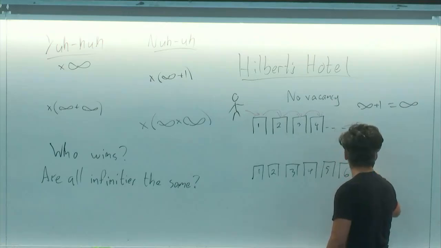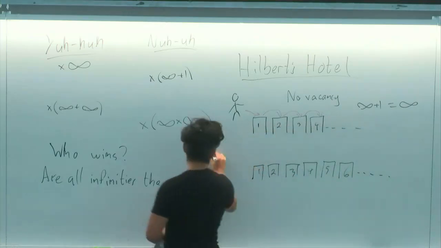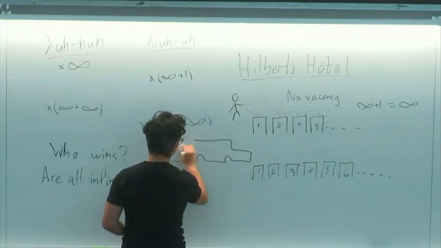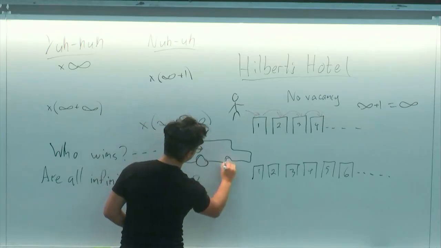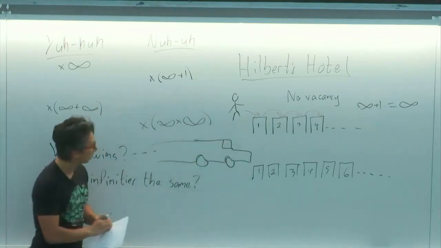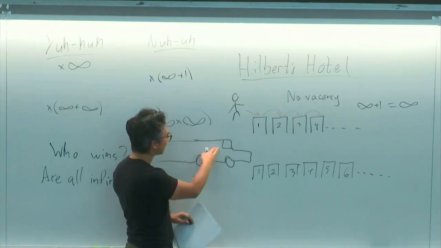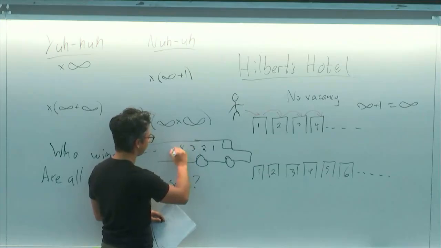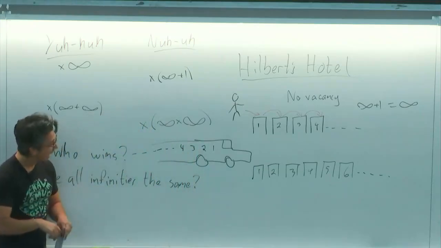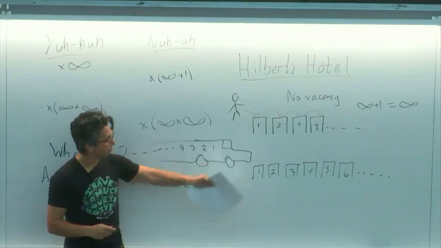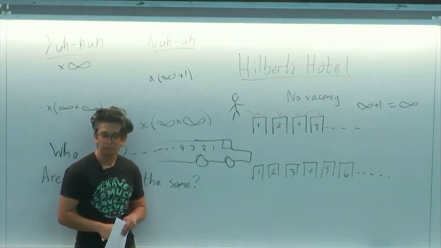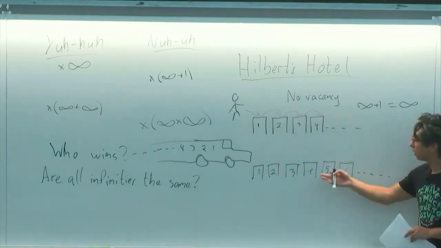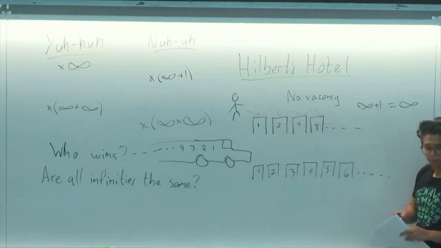But now you have a bus that shows up. And this bus, you know, bad drawings, is infinite as well. There's this infinite bus that shows up, and it's completely full. There's seat 1, there's seat 2, there's seat 3, there's seat 4, forever and ever. And every single person wants a room in this hotel. So the question is, if this is completely full up, how can we give each person here a room as well?